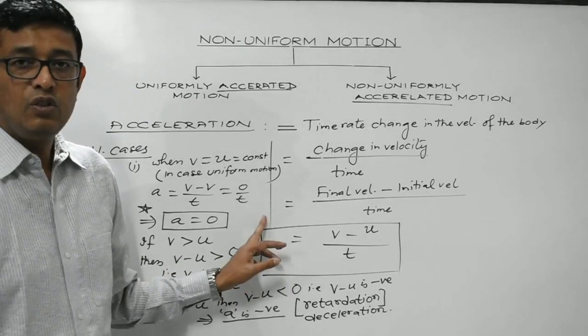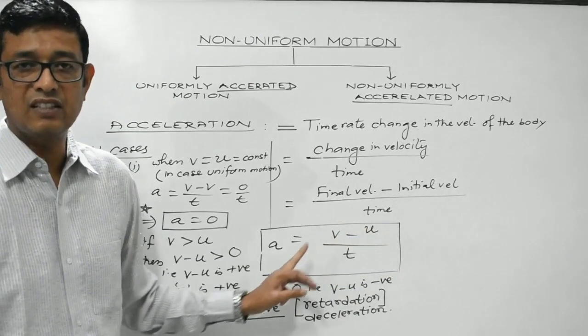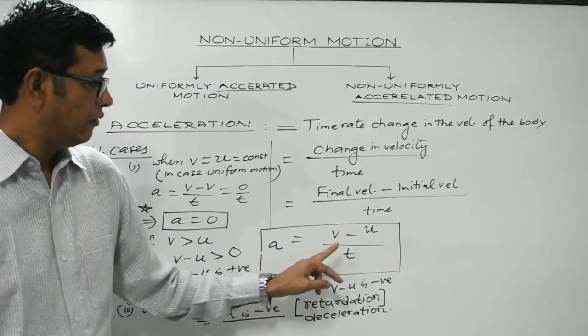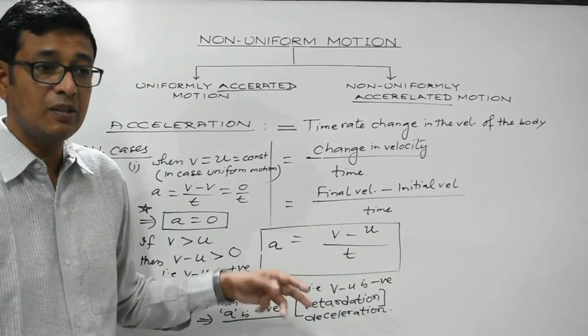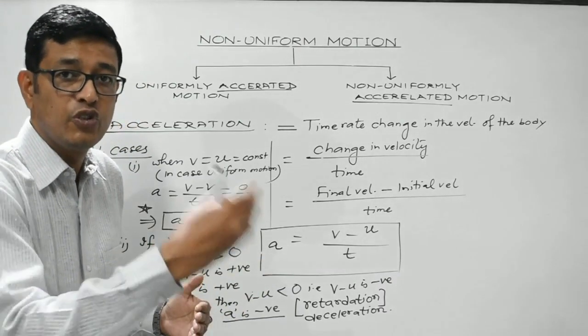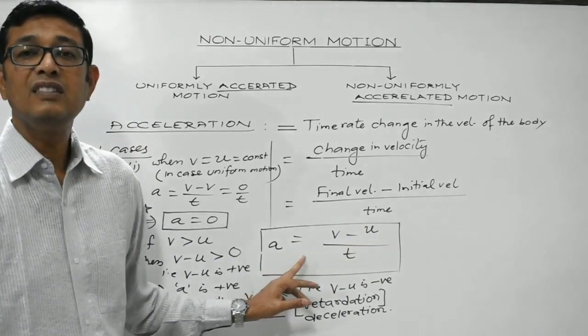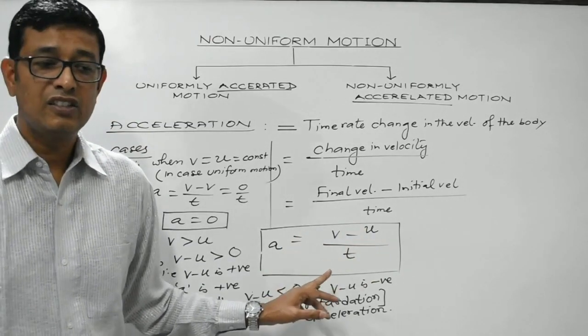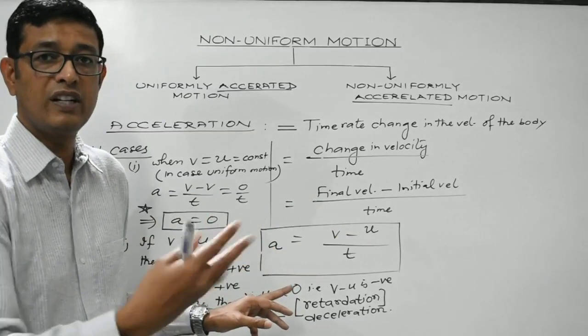A can be 0 only when V is equal to U. That is, when the velocity is constant, then acceleration is 0. Second, when V is greater than U, then A is positive. It means that in this case the body is speeding up. That is, its speed is increasing with each unit of time. And when V is less than U, then A is negative. That is, it is the situation of applying brakes, that is slowing down of a body per unit time.